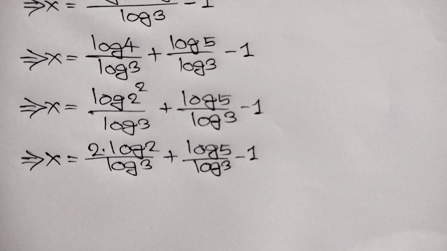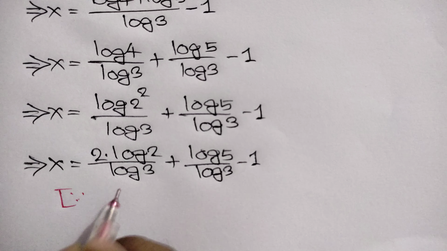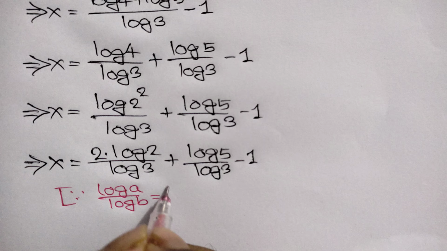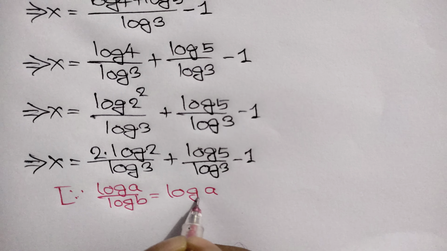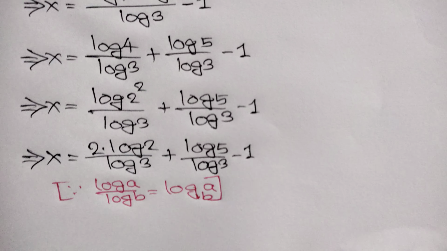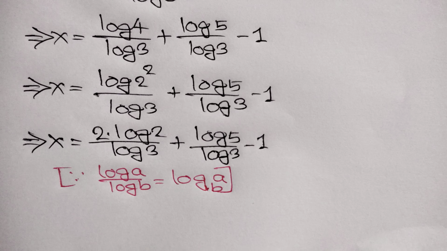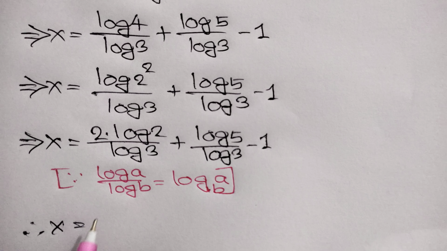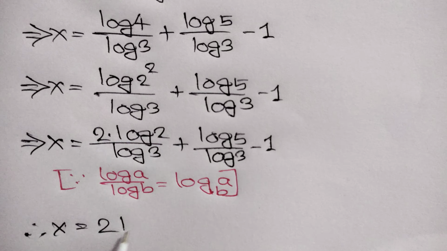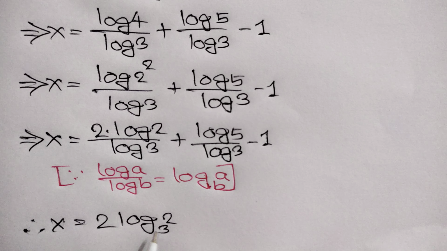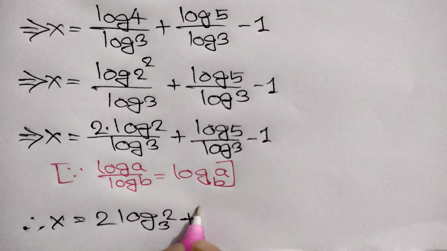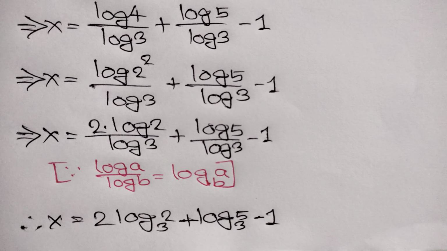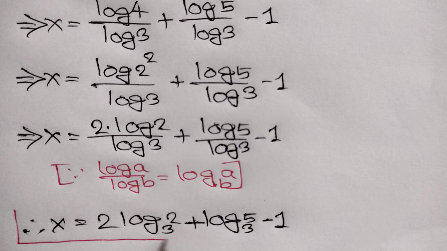Now we know that log of a over log of b is equal to log of a base b. Now apply this formula. Here we will get the value of x is equal to 2 times log of 2 base 3 plus log of 5 base 3 minus 1, and it is our final answer.